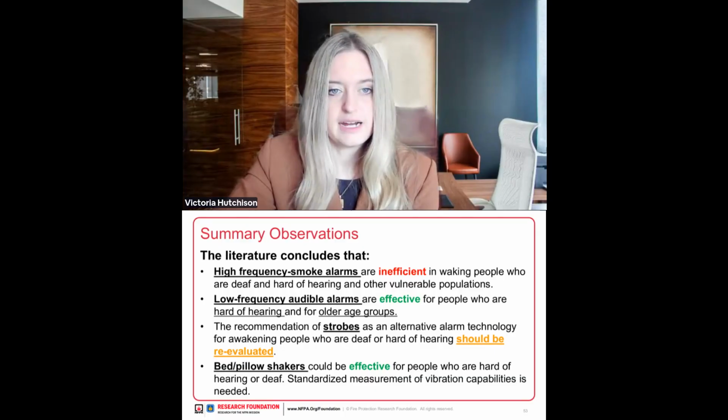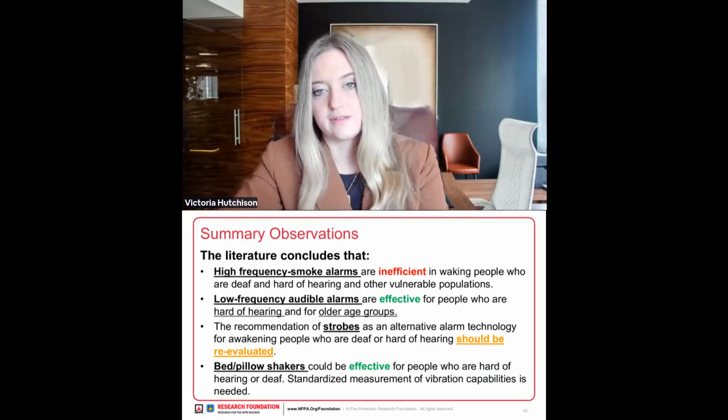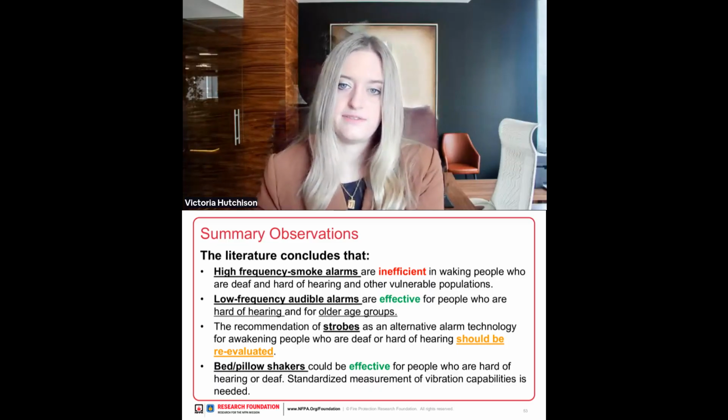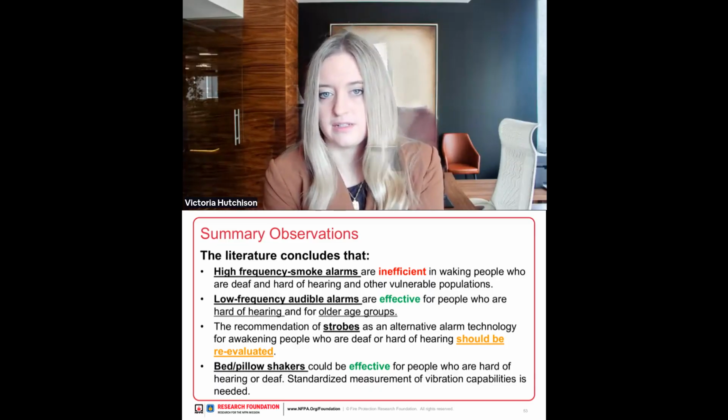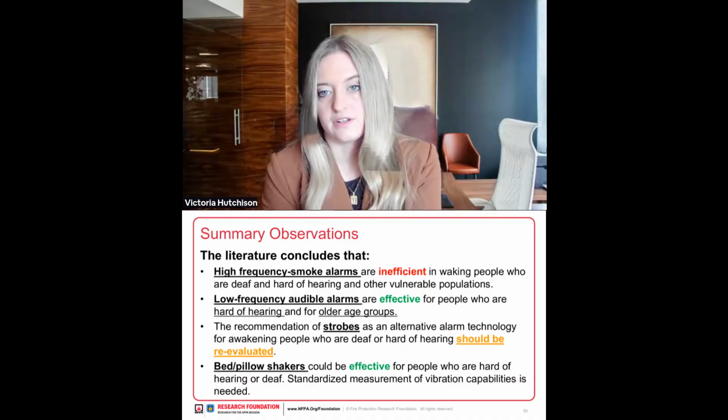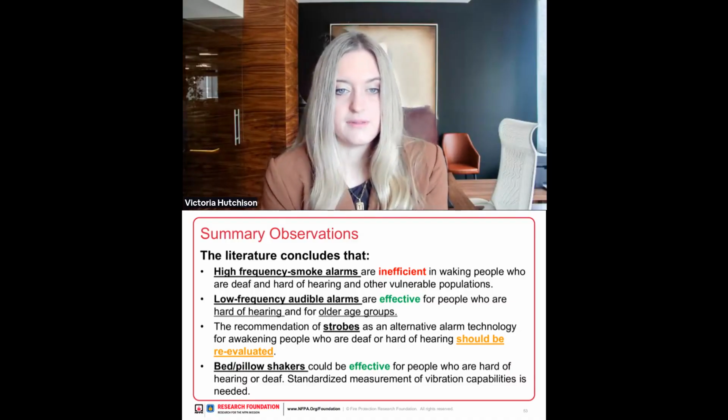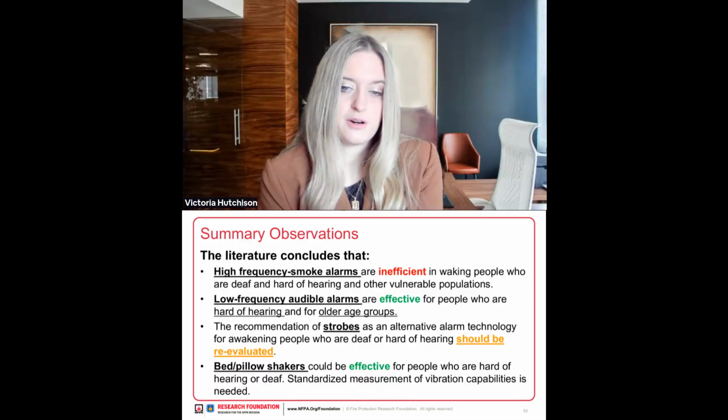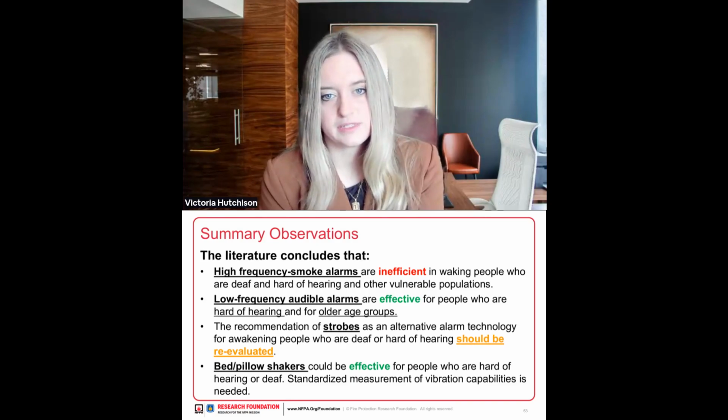So a couple of high-level observations. The high-frequency smoke alarms do seem to be inefficient for waking people who are deaf and hard of hearing, and other vulnerable populations as well. The low-frequency audible alarms are the most effective for people who are hard of hearing and for older age groups.